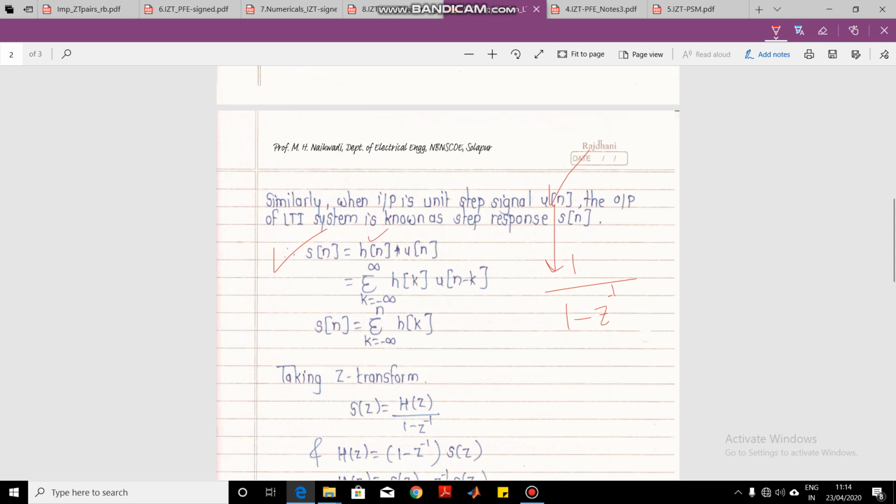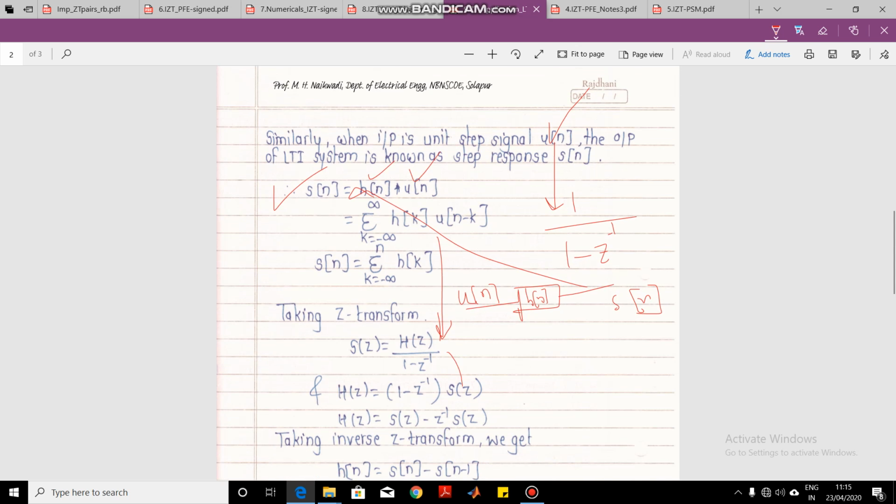Step response is the convolution of h of n and u of n, because step response is the response of the system for u of n as an input. So the input to an LTI system is u of n, and h of n is its impulse response. So h of n convolved with u of n, you will get s of n. If we take the Z transform of this equation, the Z transform of h is h of z, and the Z transform of u is 1 upon 1 minus z raised to minus 1.